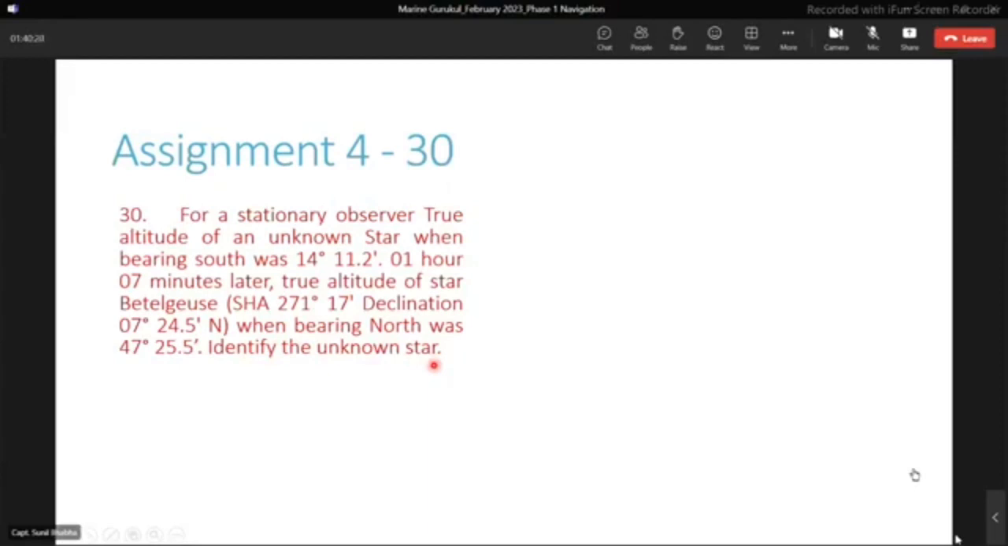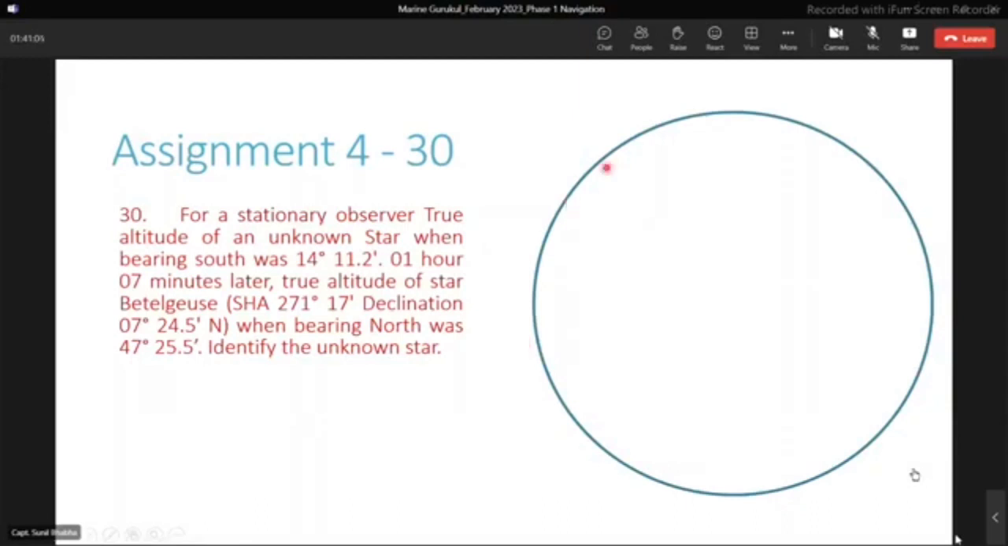So let's try to put all this information in the rational horizon diagram. At a certain point, the unknown star was bearing south. The altitude was 14 degrees 11.2 minutes. After that, the observer waited for 1 hour and 7 minutes. After this much time, he observed that the star Betelgeuse was bearing north with an altitude of 47 degrees 25.5 minutes. So we need to identify the unknown star.